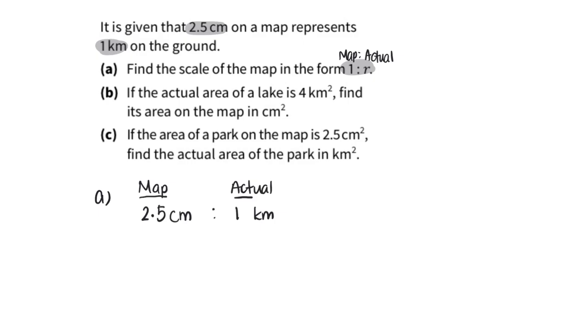And take note, when they ask us to represent in this scale 1:R, we must make sure that both are in cm. Okay, so step 1, I will actually convert the 1 kilometer to cm. How do we do that? We multiply by 1000 to become meter, and we multiply by 100 to become cm. And therefore you will see 1, 2, 3, 4, 5, 100,000.